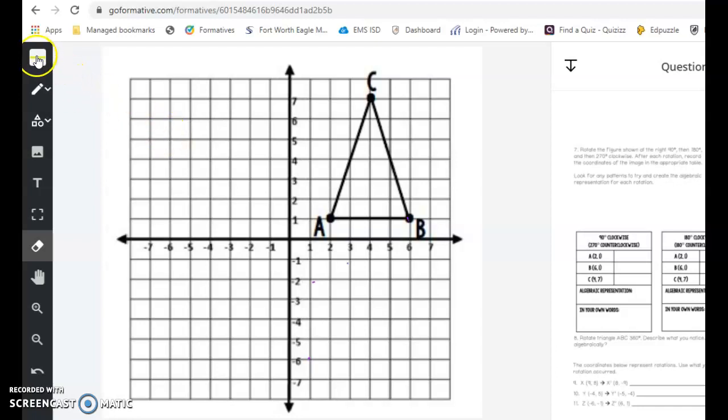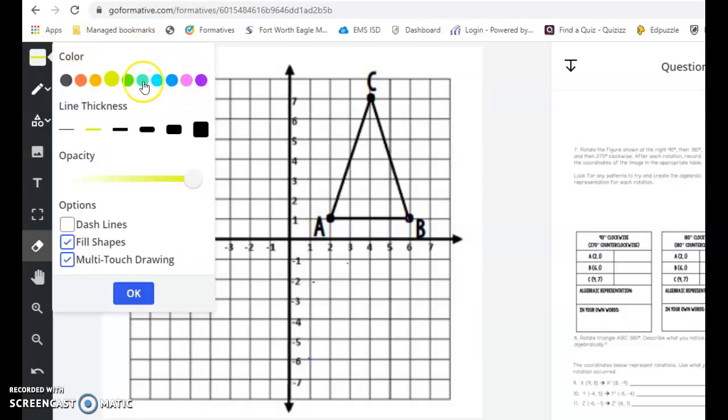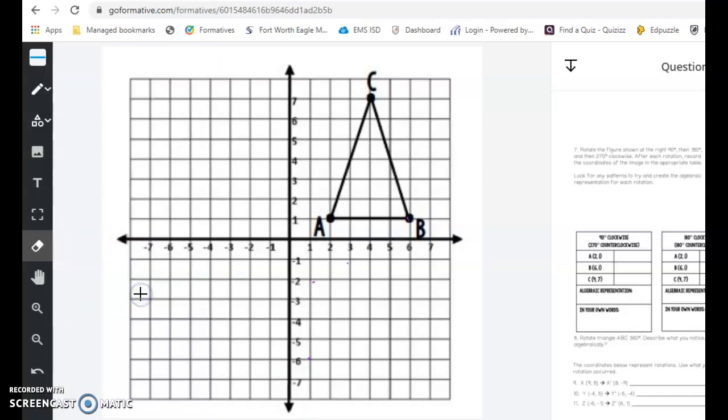So first I am going to go over here to where I select my colors and I'm going to fill in where it says fill shapes and multi-touch drawing. Most important is the multi-touch drawing. Now I have this shape and I want to rotate it 90 degrees around the origin, around 0, 0.